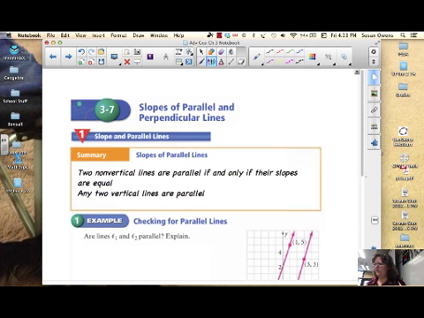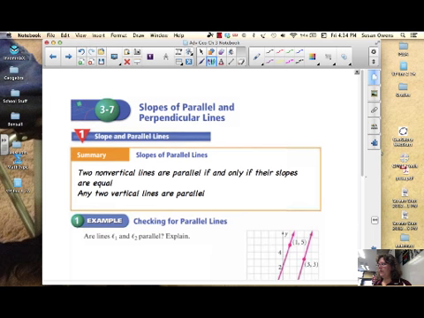Today's video is for Advanced Geometry, Chapter 3, Section 7, Slopes of Parallel and Perpendicular Lines. We normally teach Sections 6 and 7 together because Section 7 is so short, and it also involves a lot of Section 6 material. So it'll be a short video, and then I want to do one example to show you how we're going to use this. Okay, so first we have slopes of parallel lines.